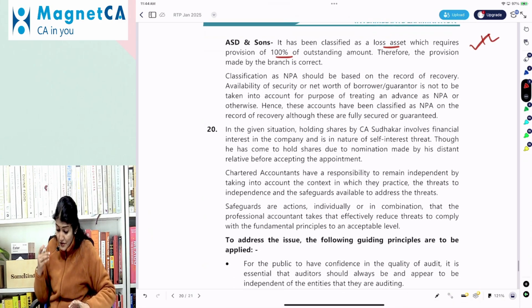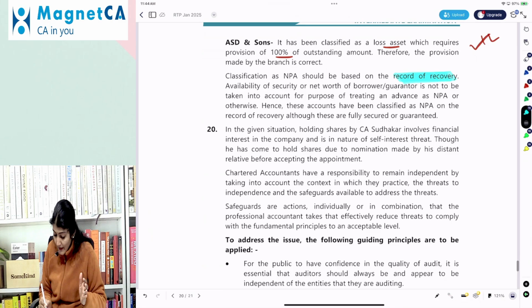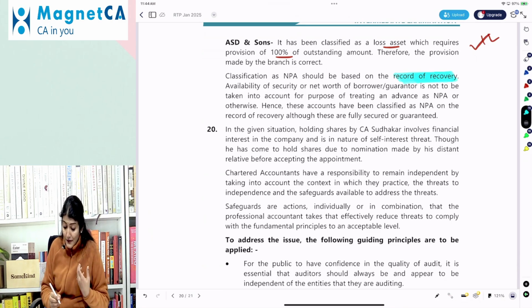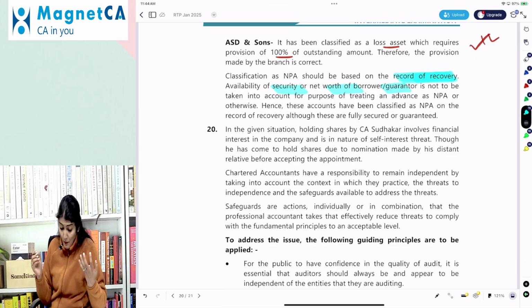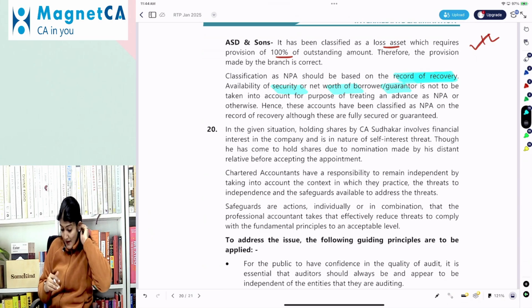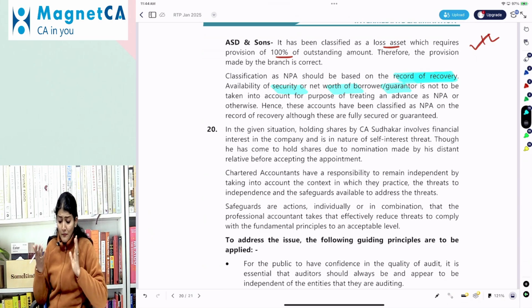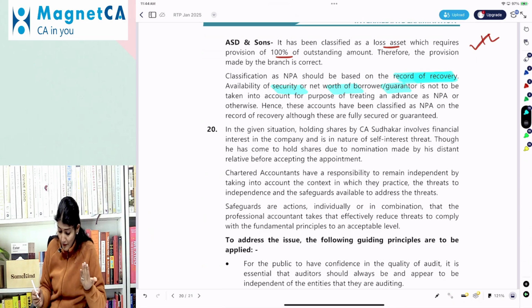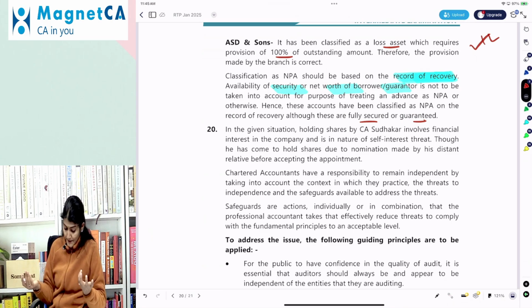And classification as NPA should be based on the record of recovery. Availability of security or net worth of the borrower guarantor is not to be taken into account for this purpose. So these accounts have been classified as NPA on the basis of their record of recovery, although these are fully secured or guaranteed.